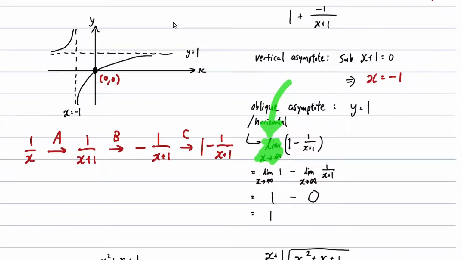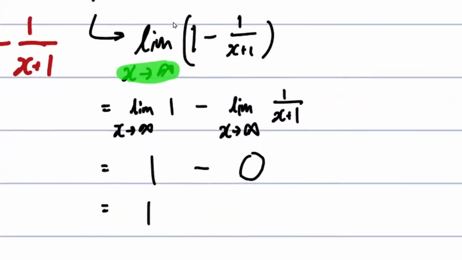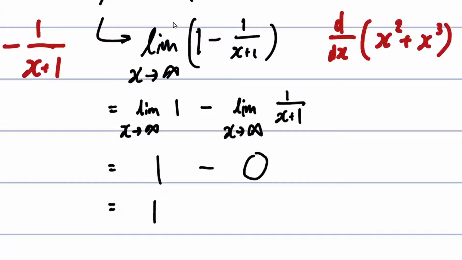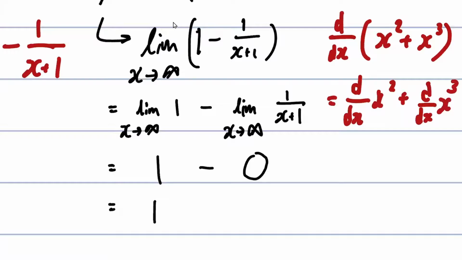When it's talking about sequence and series. So the idea here is you want to consider what happens to the graph as x goes to infinity. Algebraically, we take the limit of the entire expression, 1 minus 1 over x plus 1, as x goes to infinity. Then we can split it up term by term. It's a bit like differentiation. If you differentiate x squared plus x cubed, you can differentiate x squared first, then add on the derivative of x cubed, term by term. Does that make sense?